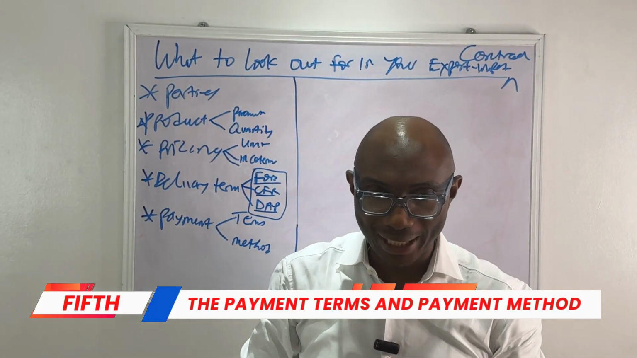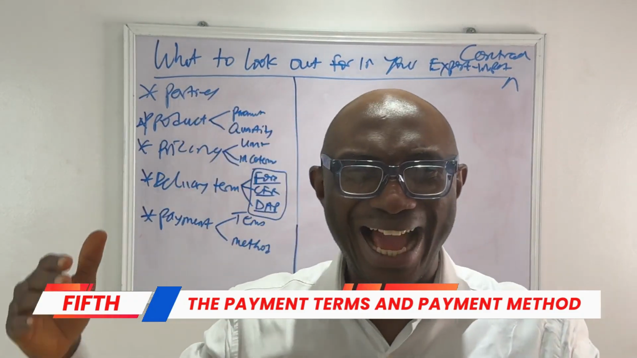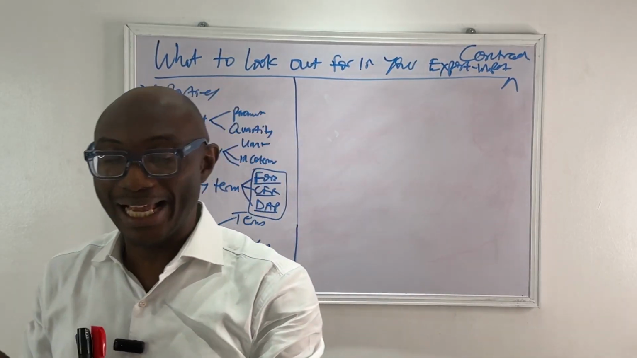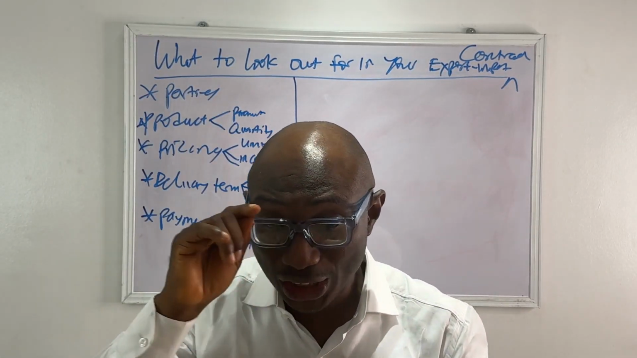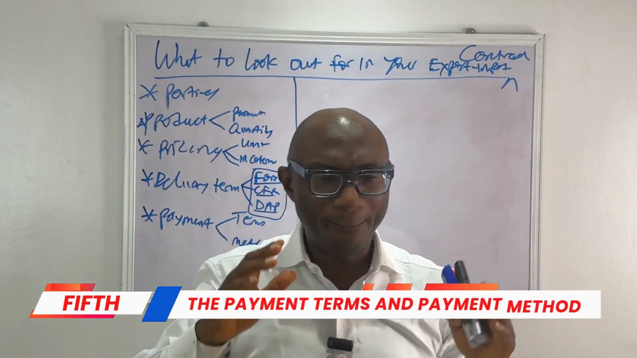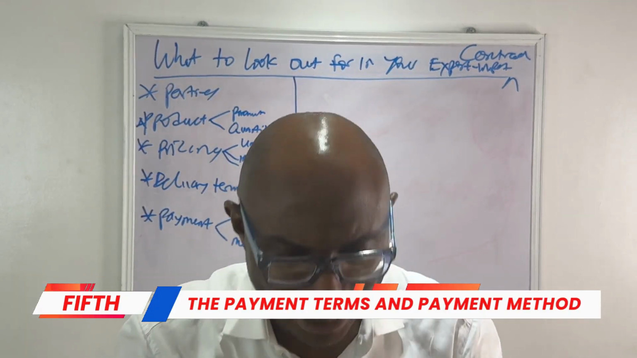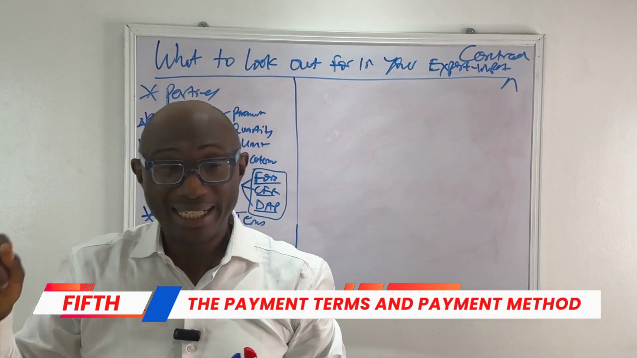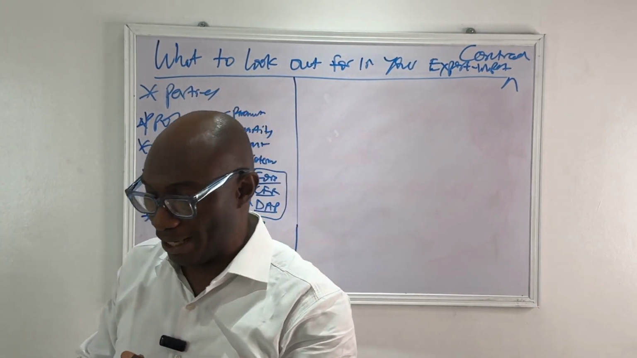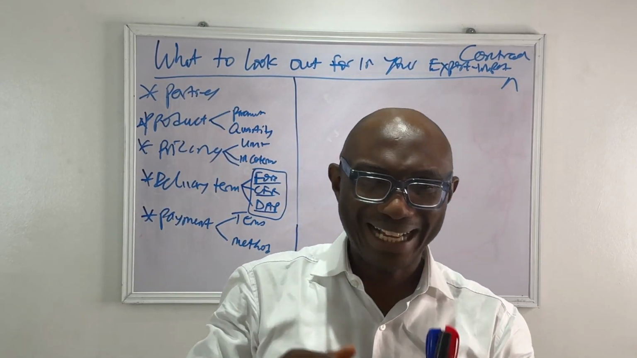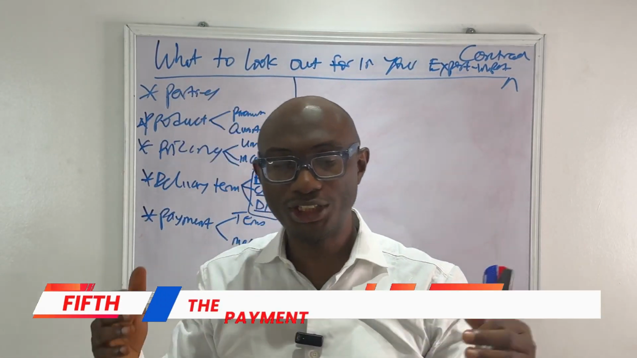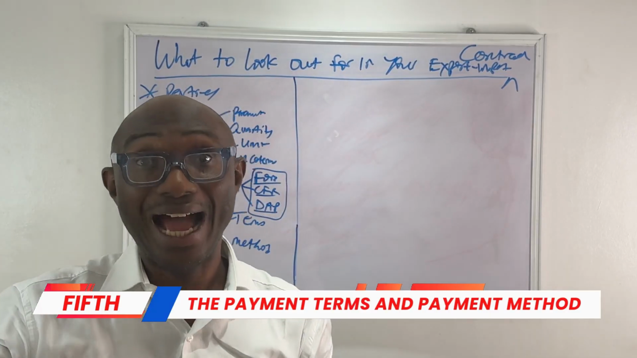But in bill for collection, the documents are transmitted to the bank, but the bank does not have obligation to pay. The bank is only a channel for transmitting documents and receiving payment, whether the importer's bank or the exporter's bank.